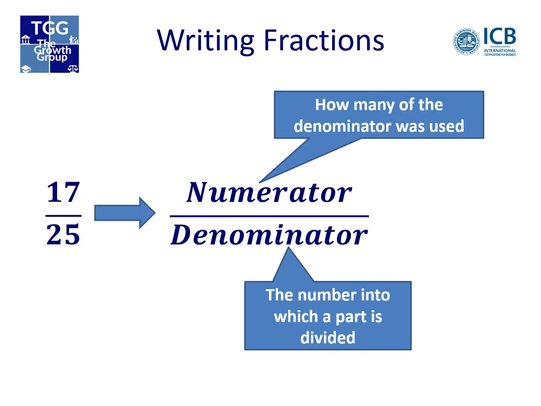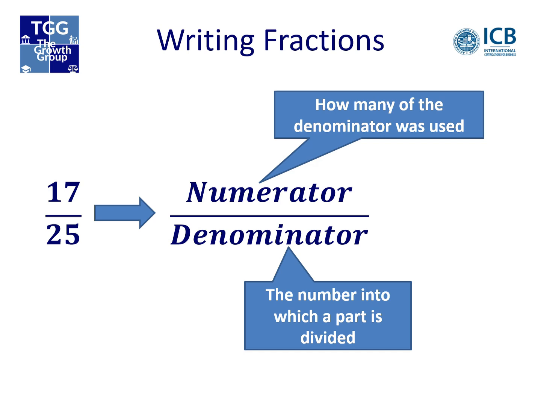Now, when we write a fraction, the part that is above the line is called the numerator, and the number that is below the line is the denominator. And when we nominate something, we know that that is the thing we are talking about. So the numerator tells us how many of the denominator was used, while the denominator is simply the number into which a part is divided.